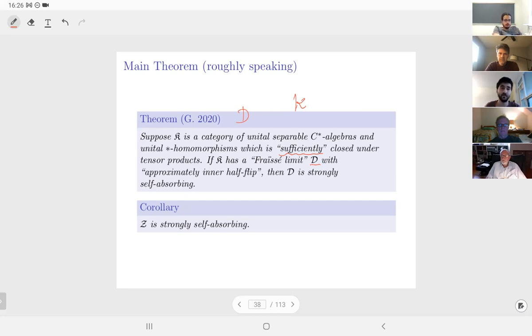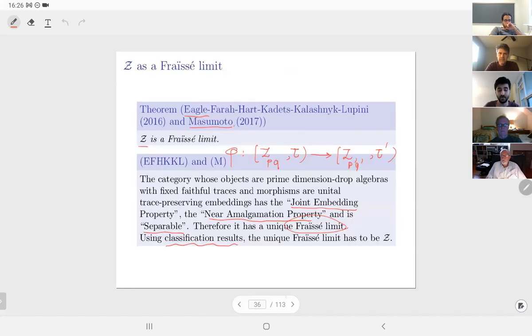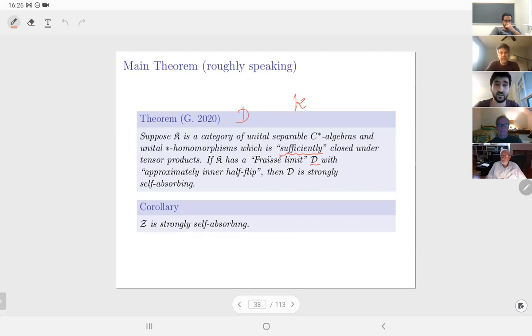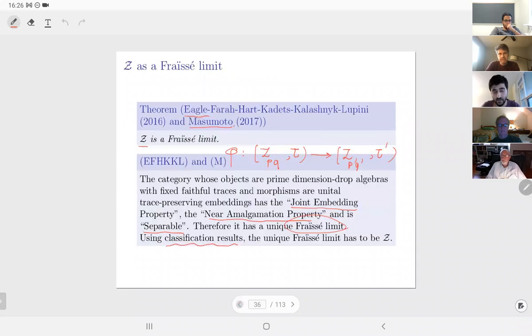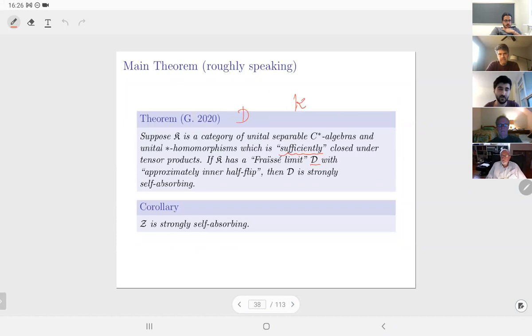Now you can apply this theorem to the category that was defined here. That category is not closed under tensor product at all, but then you could make a bigger category, which is sufficiently closed under tensor product. And basically with a few tricks, this theorem would imply that Z is strongly self-absorbing. When I said it's not closed under tensor product, it's not difficult to show that if you have two prime dimension drop C star algebras, their tensor product is not a prime dimension drop C star algebra. But you want to include these kinds of objects in your category when you want to get this result.